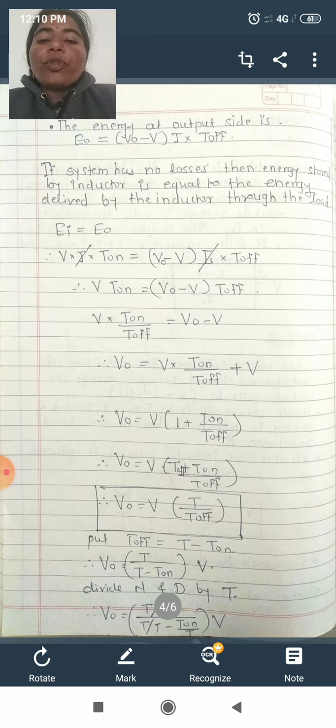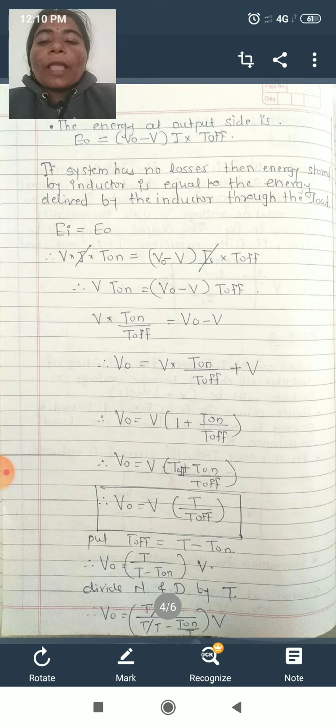Put both the equations, then you will get V into I into T on is equal to V out minus V into I into T off. Both the sides have the same value, hence it gets cancelled out and you will get V into T on is equal to V out minus V into T off.